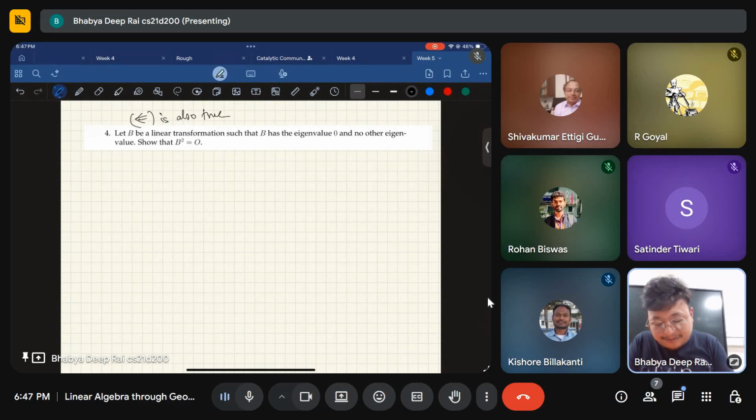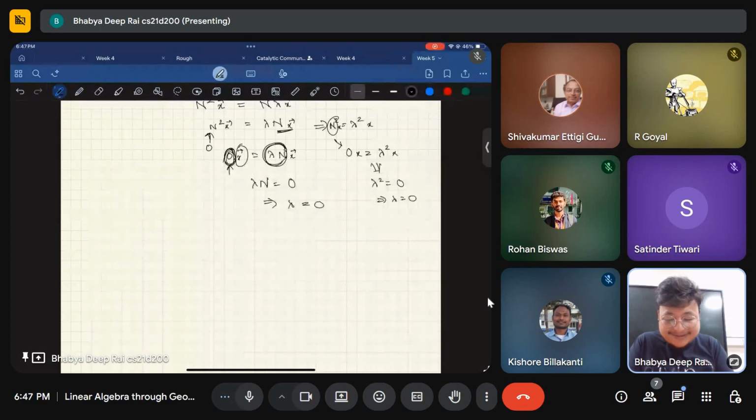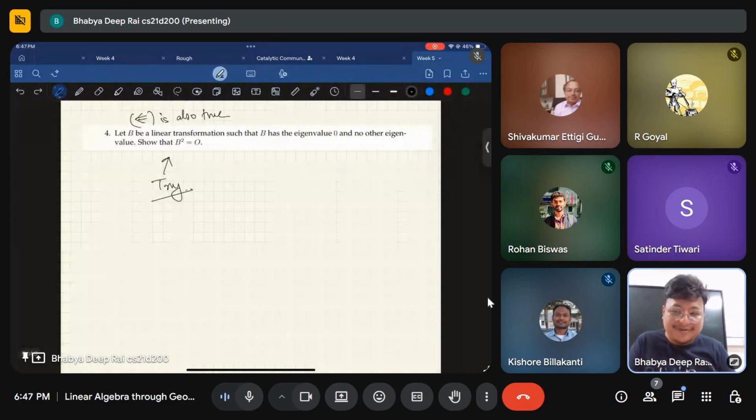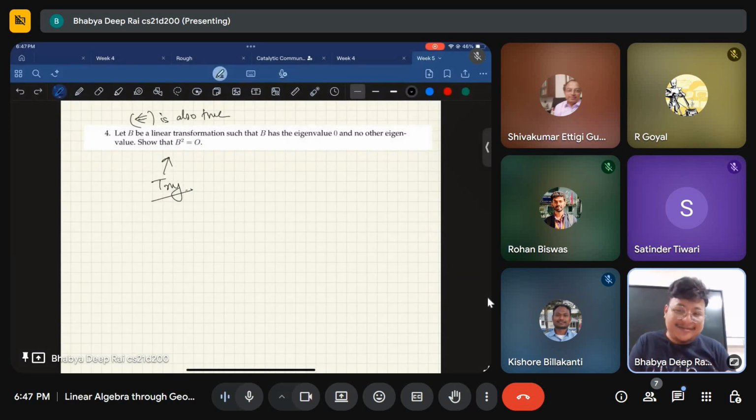Okay, but this I want you guys to try it. It won't be as straightforward as the previous one, because there you were working with vector multiplication, so things became simpler. Here it's not so straightforward, but try it, and this will say that this is an if and only if.